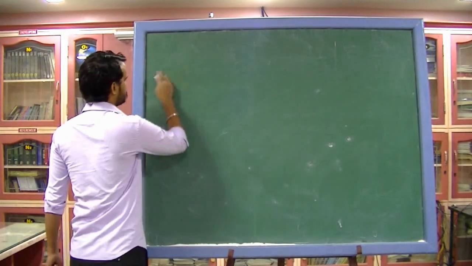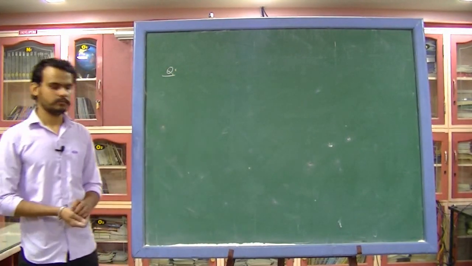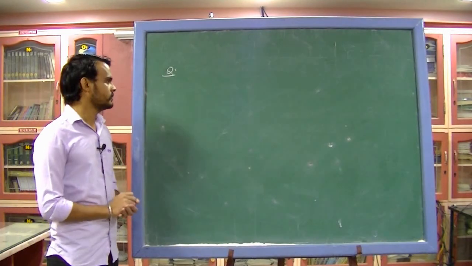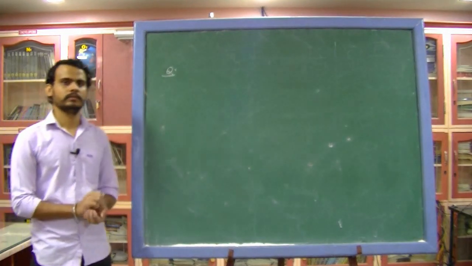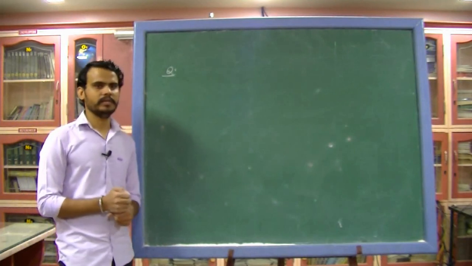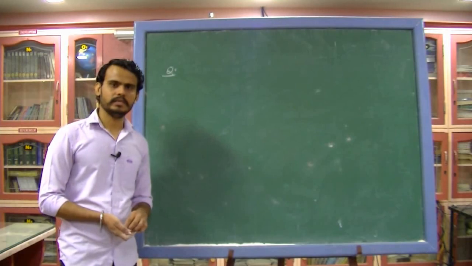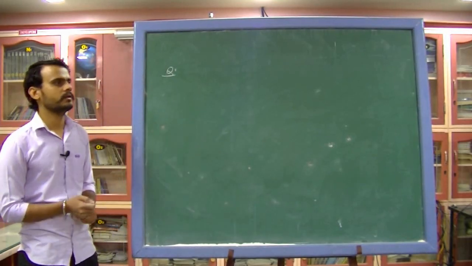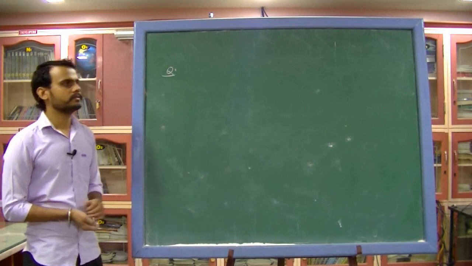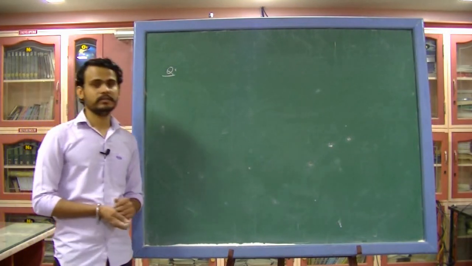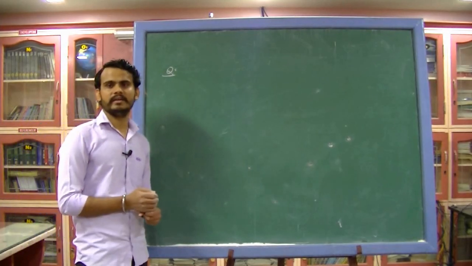Now we are going to do a question based on the properties of electric field lines. The question is: three charges of the same nature and magnitude are placed on the corners of an equilateral triangle.